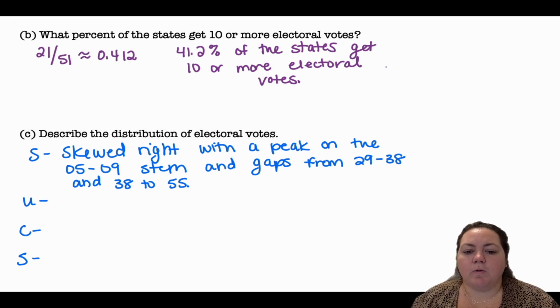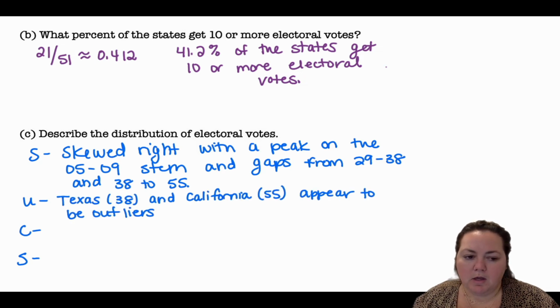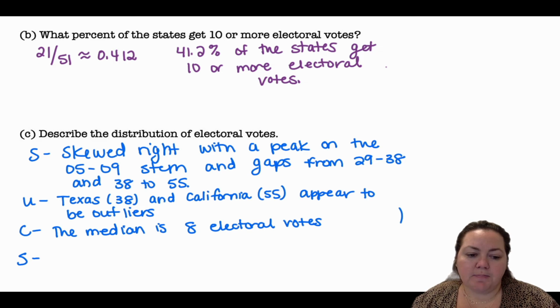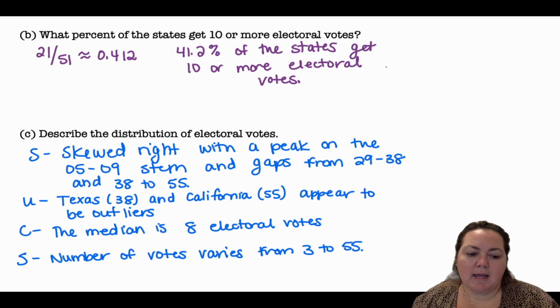So it's skewed right with a peak on the 0 or the 5 to 9 stem and gaps from 29 to 38 and then 38 to 55. Some unusual features would be Texas with 38 and California with 55. Those appear to maybe be outliers. The center, the median, is 8 electoral votes. And the spread, the number of votes varies from 3 to 55.